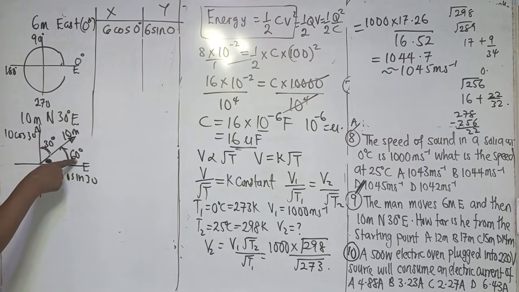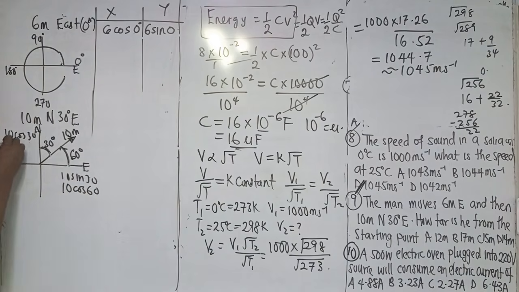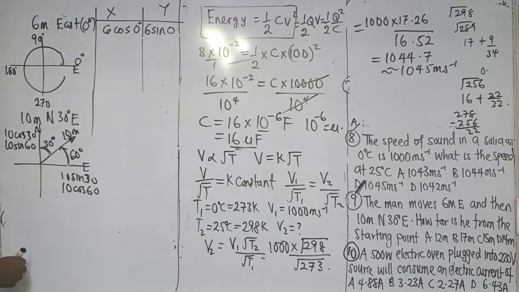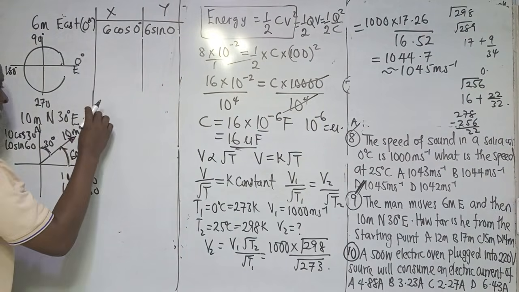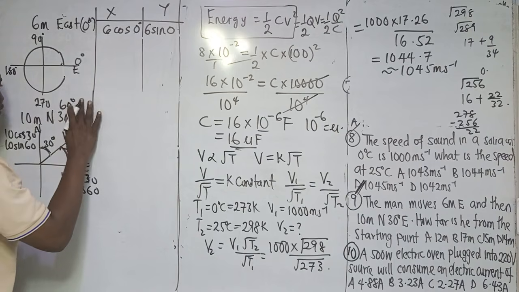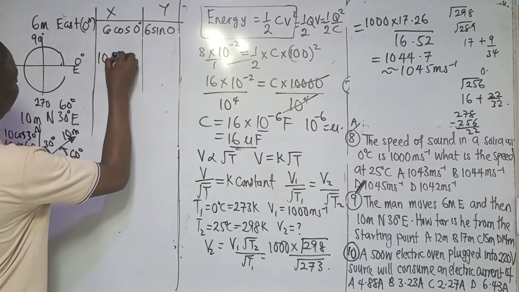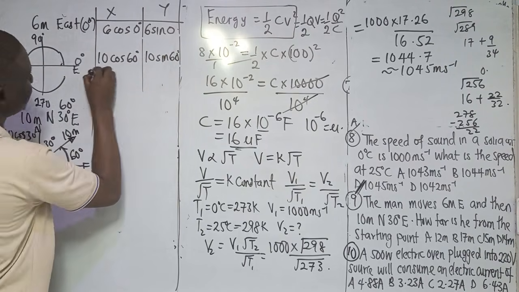But if I'm using this angle, here will be 10 cos 60 and here 10 sine 60, which is the same thing. Don't forget, cos 30 is the same thing as sine 60, and sine 30 is the same thing as cos 60. So I'm using this angle, which is 60 degrees from the east, anti-clockwise. So that will go 10 cos 60 degrees and 10 sine 60 degrees.